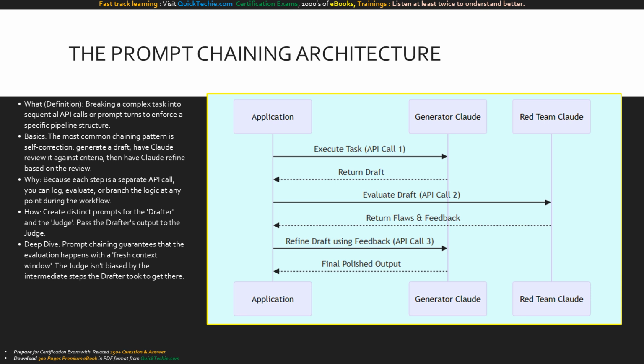This sequence diagram maps the exact API flow. The application makes API call 1 to the generator Claude, which returns a draft. The application then initiates API call 2, passing the draft to the red team Claude. The red team returns specific flaws and feedback. Finally, the application makes API call 3, feeding that harsh feedback back to the generator to refine the draft, resulting in the final polished output.